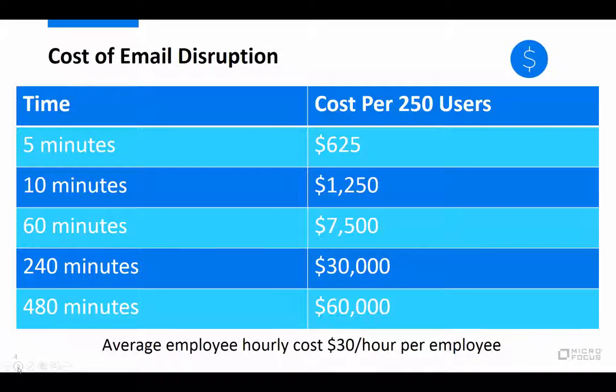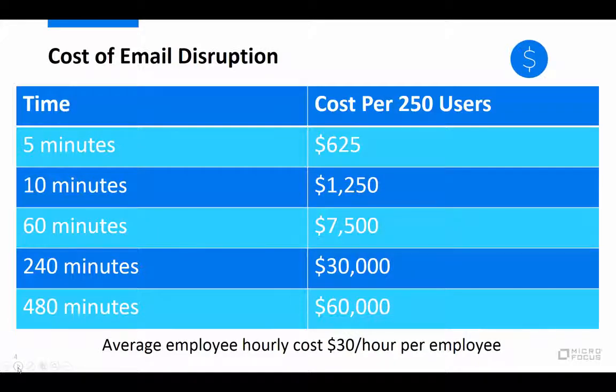Here's just a quick and dirty example of an email disruption. This is, say, an organization of about 250 users and an average employee hourly cost of about $30 per hour, which is probably pretty conservative. But the idea here is if there's a disruption, that loss of productivity starts to grow exponentially as your system is down. So just a 5-minute downtime can cost $600 plus, and it can grow as that downtime continues.